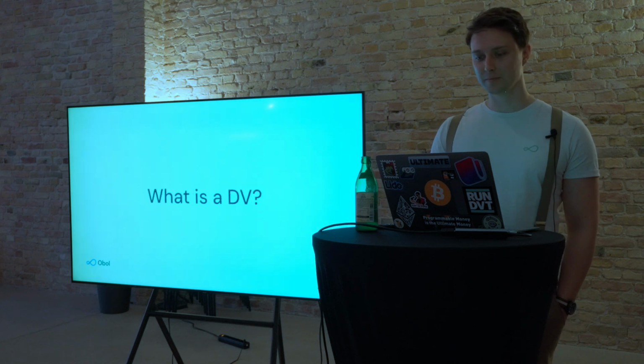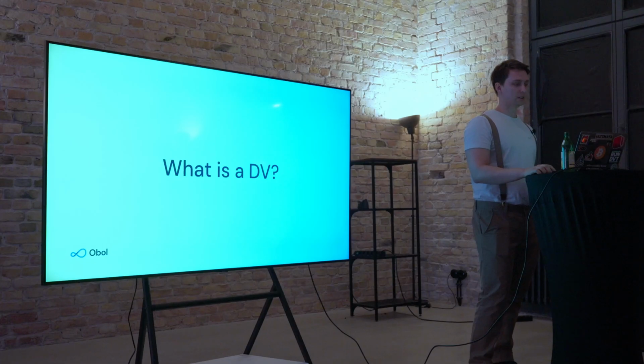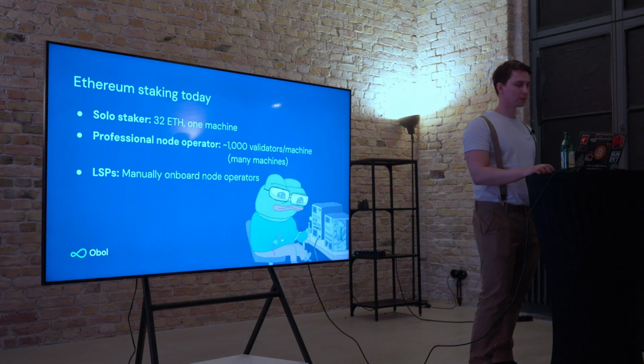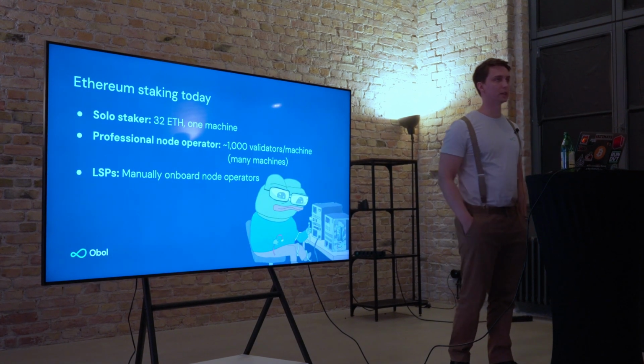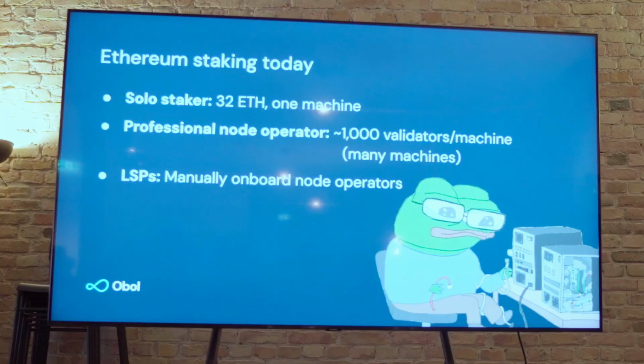All right, that's good. What is a DV? What is a distributed validator? First, let's talk about Ethereum staking today. If you're a solo staker, you need 32 ETH. You're probably going to run one machine either at home or in a data center.